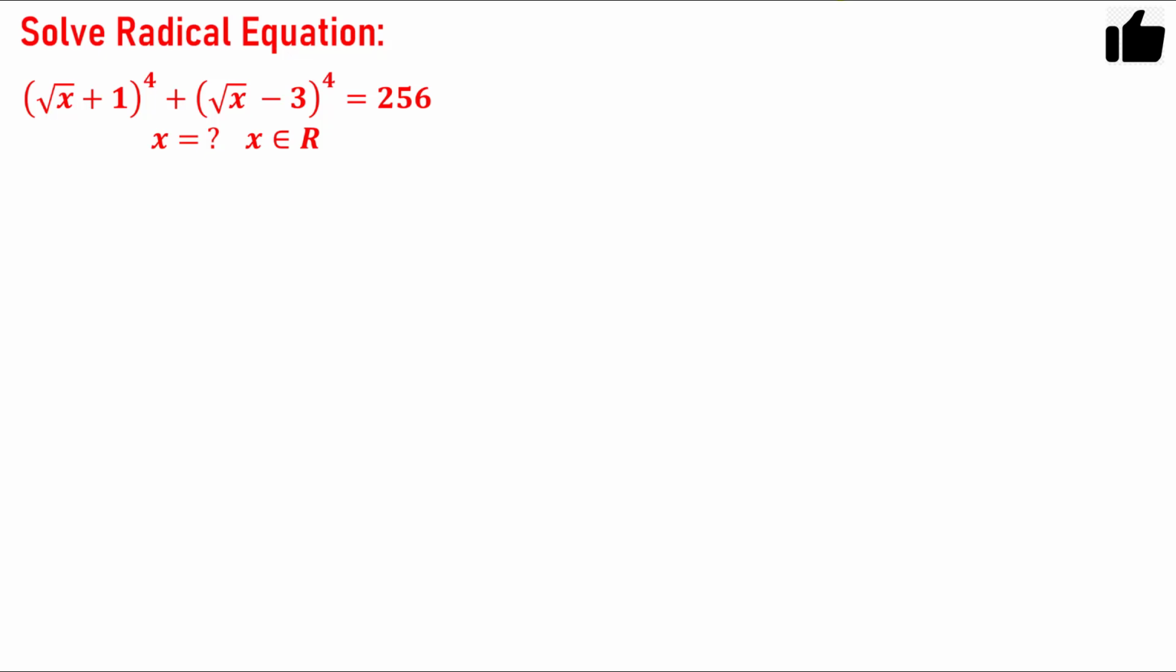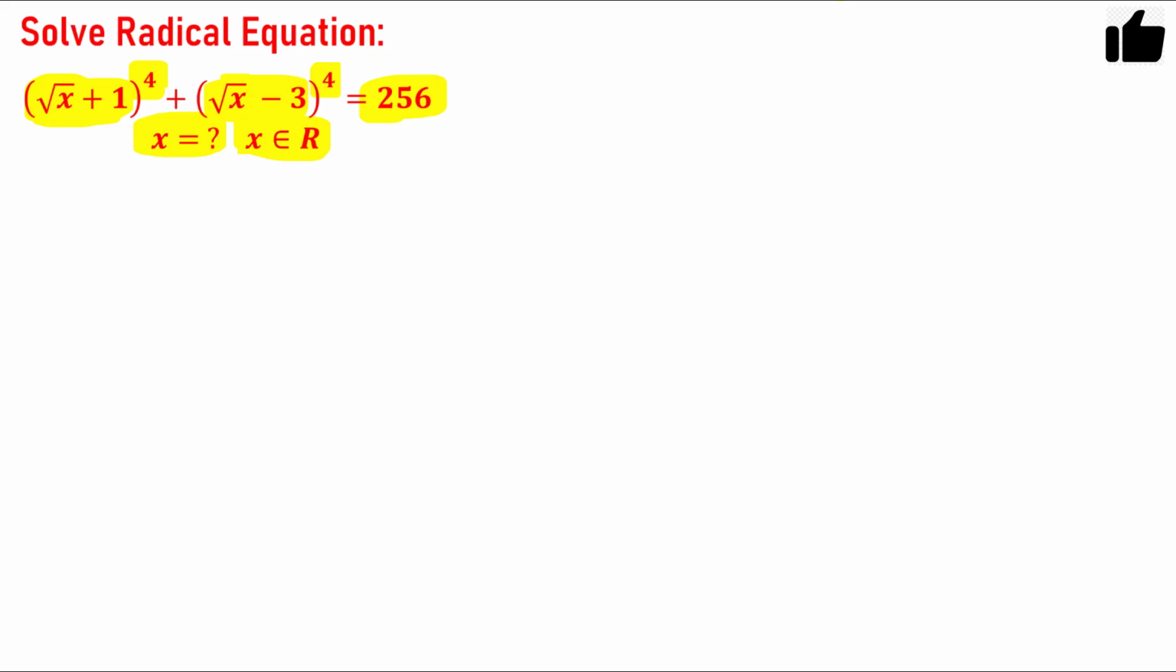Hello friends, in this problem you have to solve a radical equation, and the equation is (root x plus 1) raised to the power 4 plus (root x minus 3) raised to the power 4, and this is equal to 256. Then you have to find the value of x that satisfies this radical equation, and it is also given that x belongs to the real numbers. This means if you get x as an imaginary quantity, then you have to reject that solution.